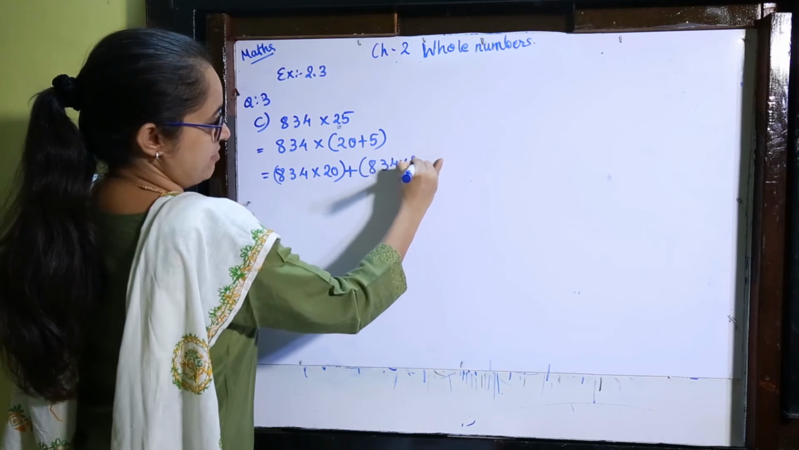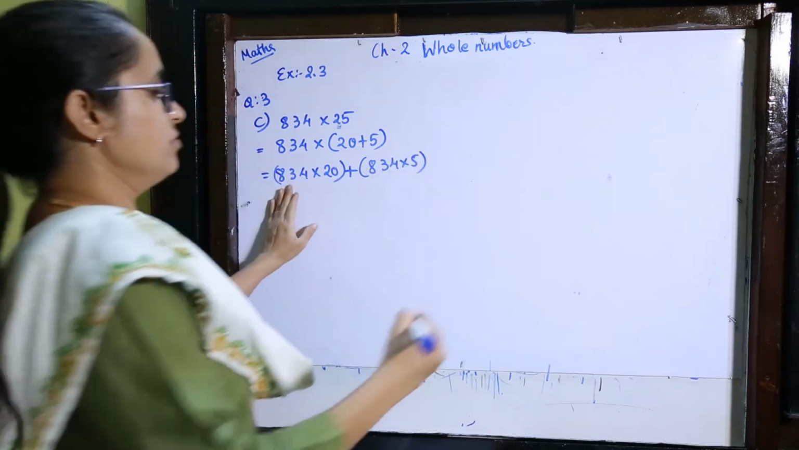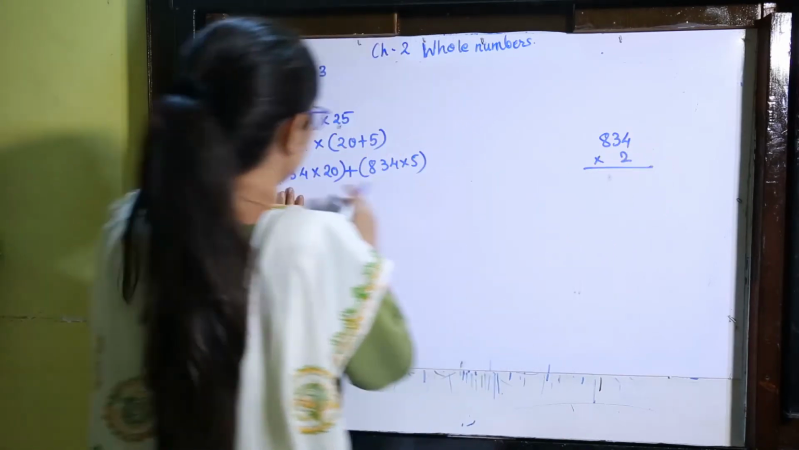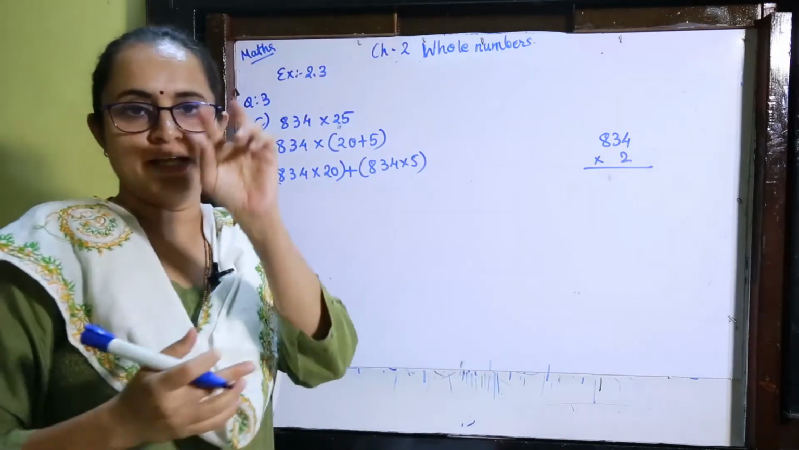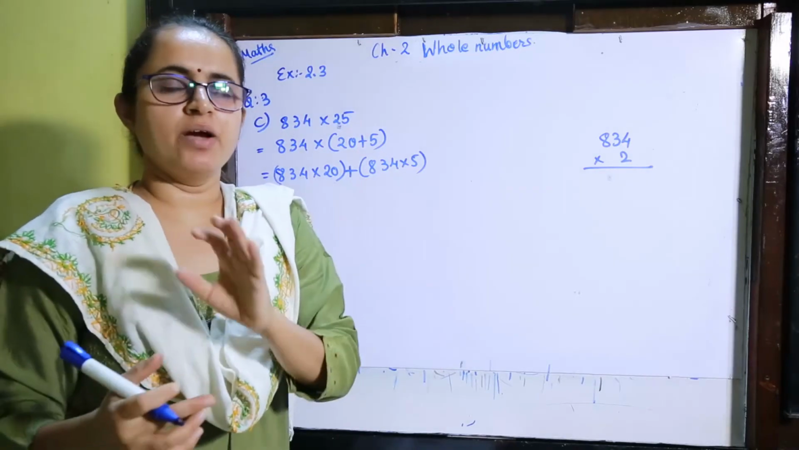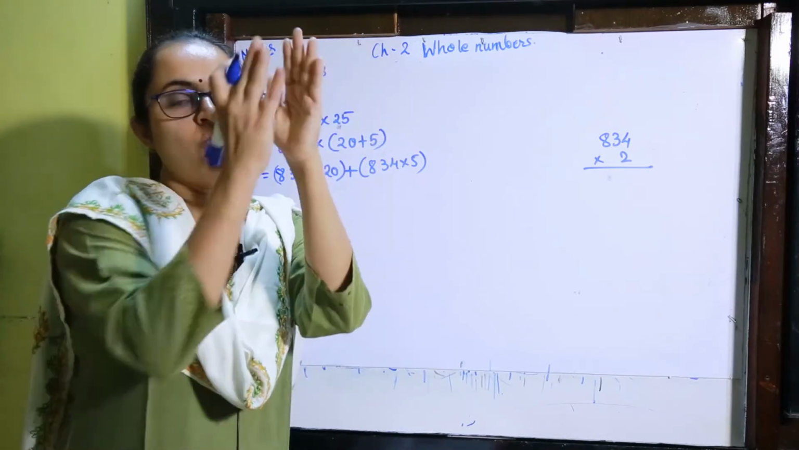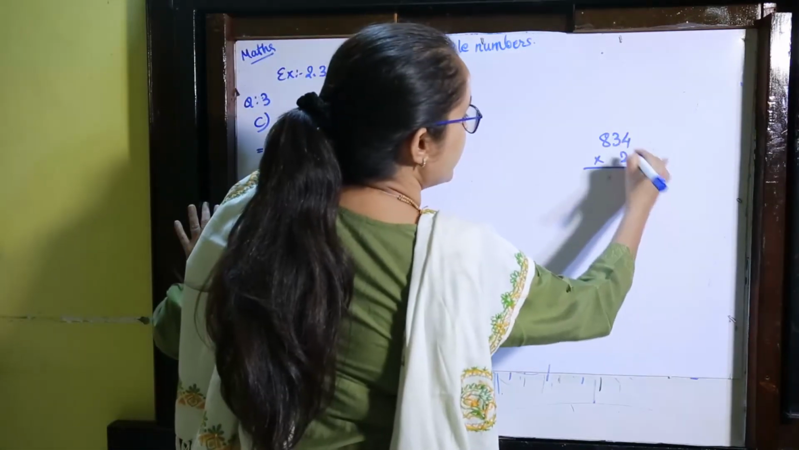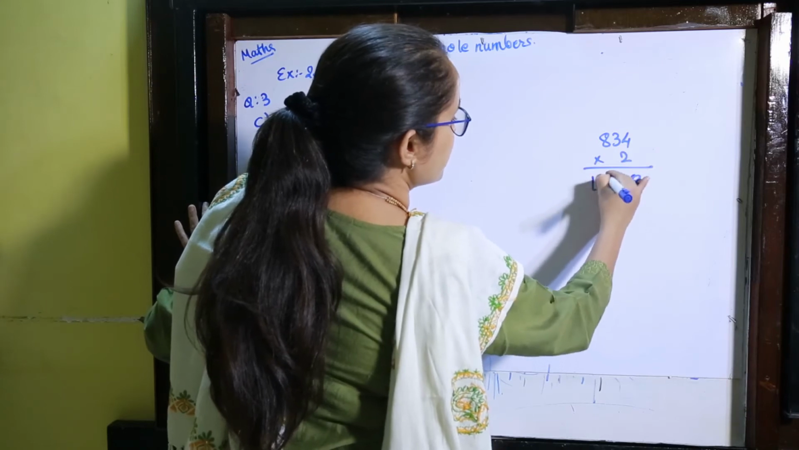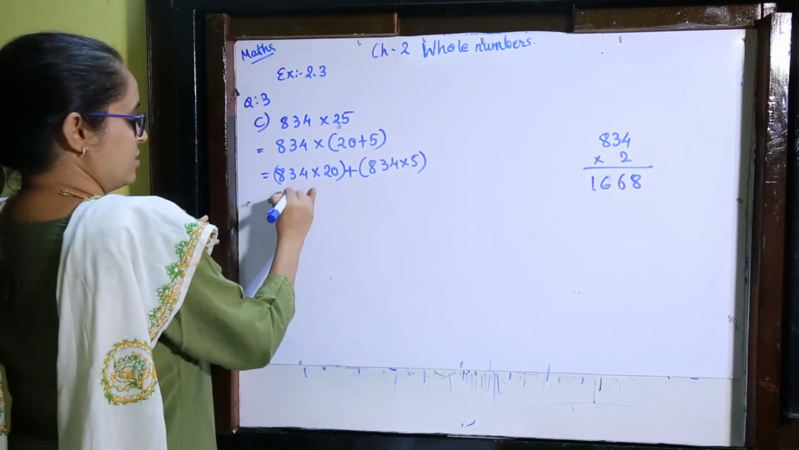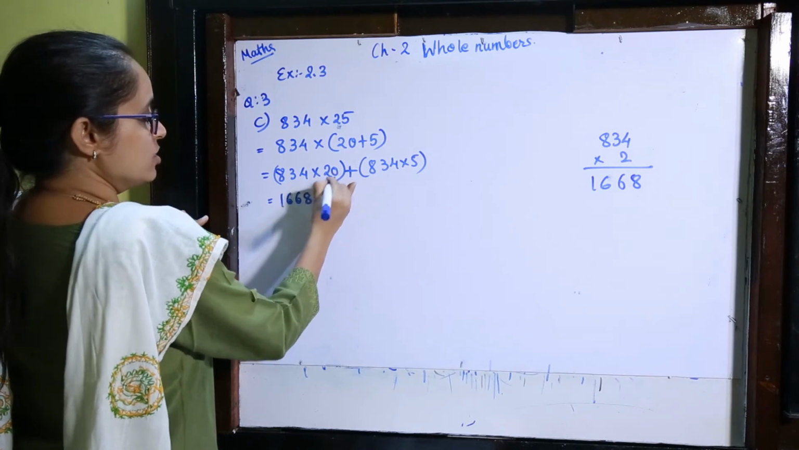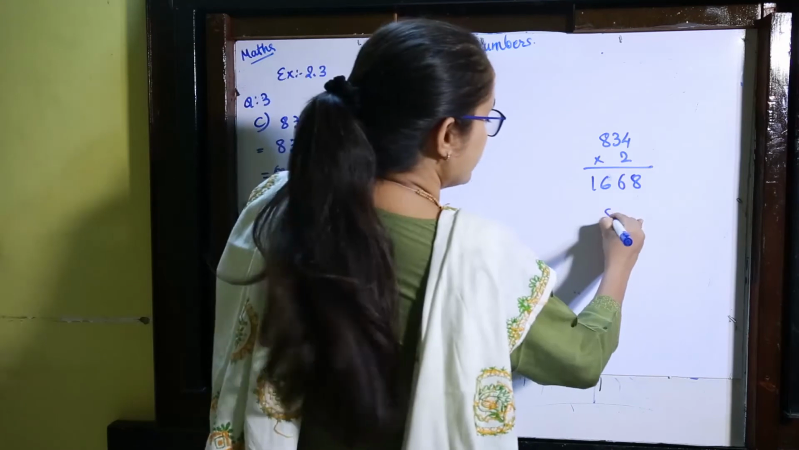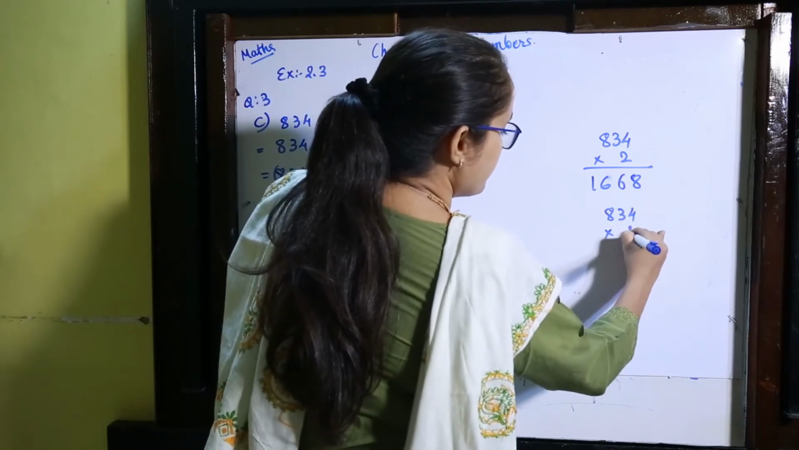834 multiplied by 5. Okay, now here multiply 834 by 2 and add one 0. If it is 20, 30, 40, 50, any number like that, you have to multiply only with the first number and then add one 0 here. So 4 2s are 8, 3 2s are 6, 8 2s are 16. So the answer is 1668 and we add this one 0 here. Now 834 multiplied by 5.